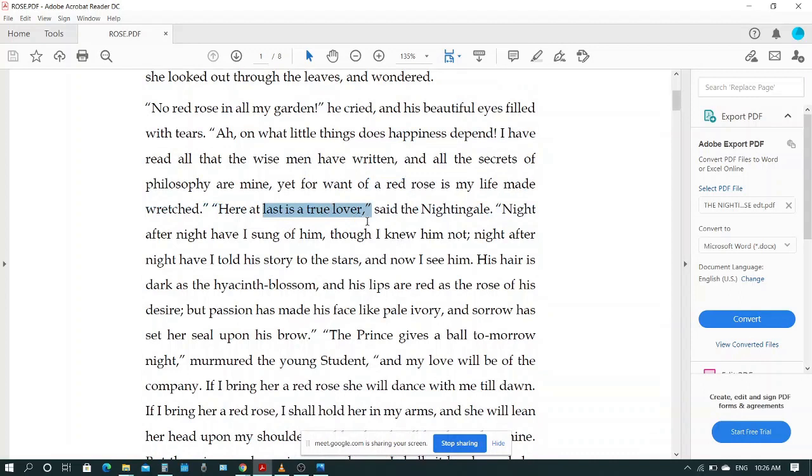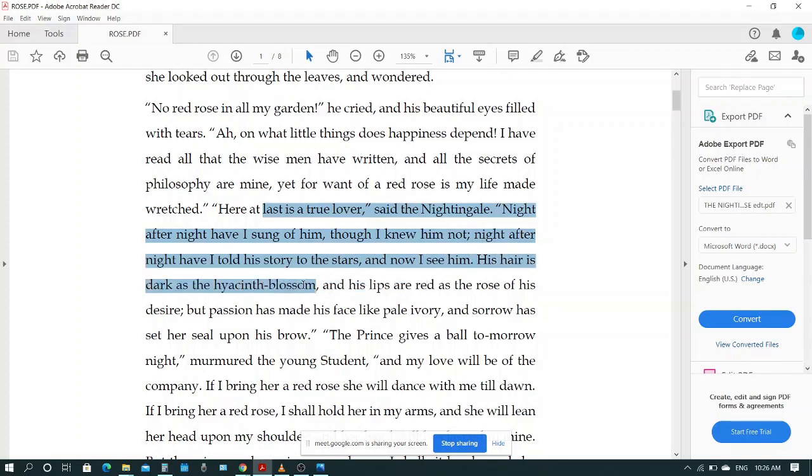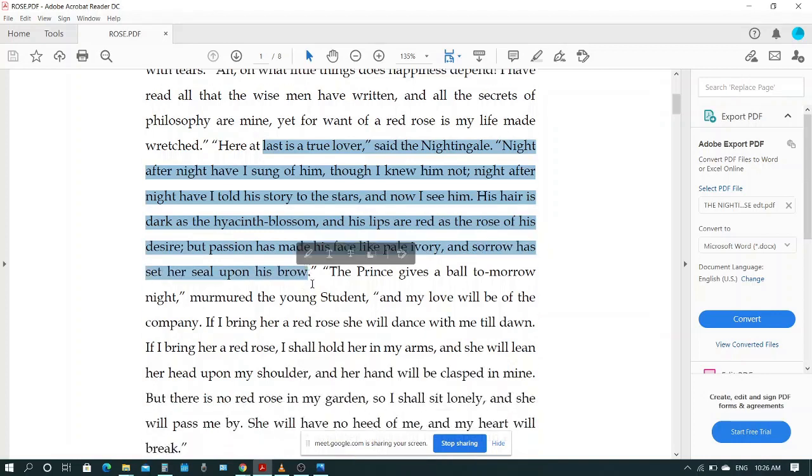"Here at last is a true lover," said the nightingale. "Night after night have I sung of him, though I knew him not. Night after night have I told his story to the stars, and now I see him. His hair is dark as the hyacinth blossom, and his lips are red as the rose of his desire. But passion has made his face like pale ivory, and sorrow has set her seal upon his brow."